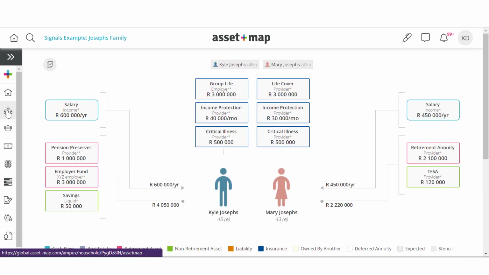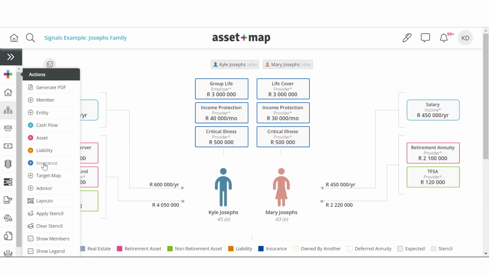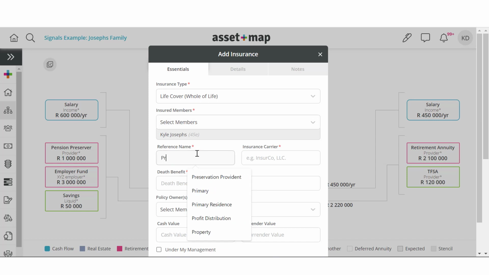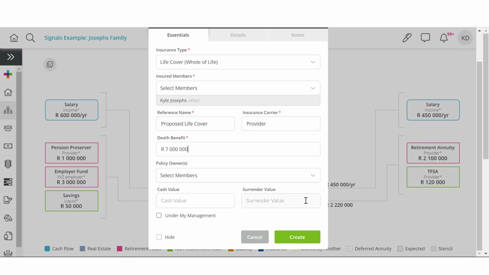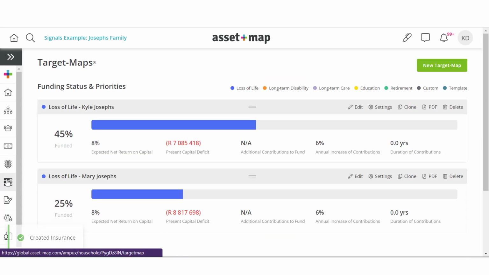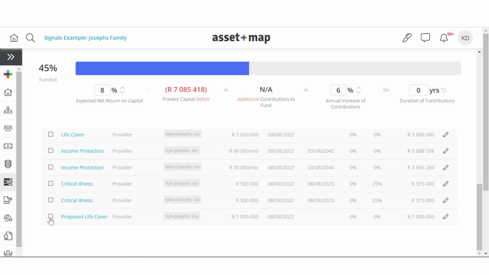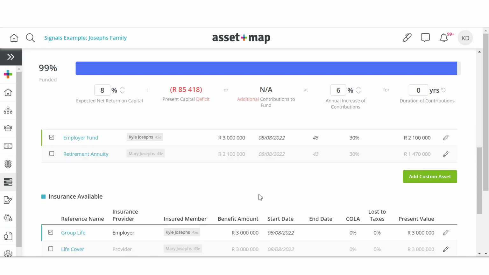So let's say in this example, I propose an additional 7 million in life cover for Kyle. I can then pop back into Asset Map and create an insurance block to say we are proposing additional life cover for Kyle to the amount of 7 million. Okay, I can create that. Now we can go look at Mary's plans. I can go into Mary's target map. Sorry, before I do that, let me just open up Kyle's. I can now allocate that proposed life cover sitting at the bottom here, and we can see this is now going to change to just about 100% funded.